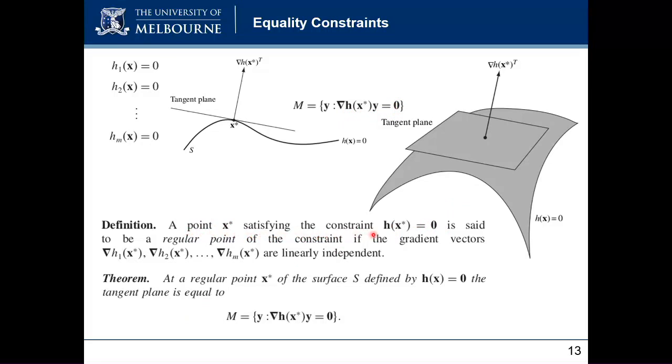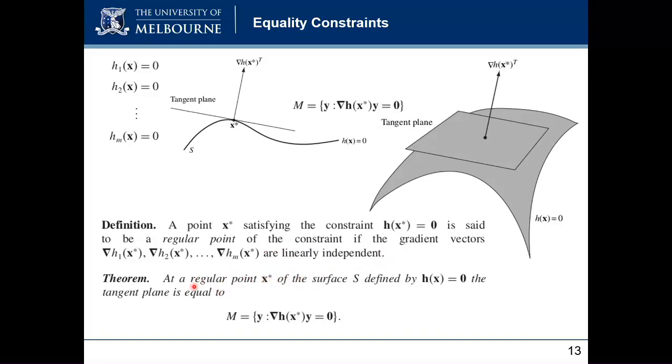Any point satisfying the constraints needs to satisfy the constraints. Any point not satisfying one of them will be outside your constraint set, obviously. It is said to be a regular point of the constraint set if the gradient vectors, these are vectors with respect to each dimension, with respect to each constraint, h1, h2 to hm, are linearly independent. So that is a regularity condition.